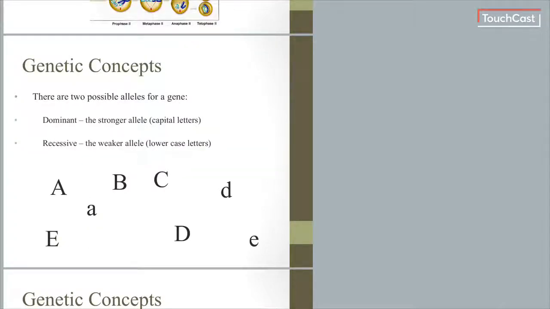Now we're going to go over some very basic genetic concepts, and these are key vocabulary words you're going to need in order to successfully complete a majority of this unit. So there are two possible alleles in a gene. You can have a dominant or stronger allele, which is going to be represented by a capital letter, or a recessive weaker allele, which is going to be represented by a lowercase letter.